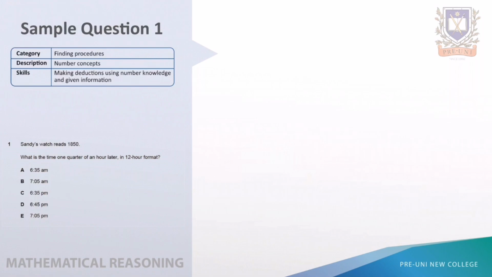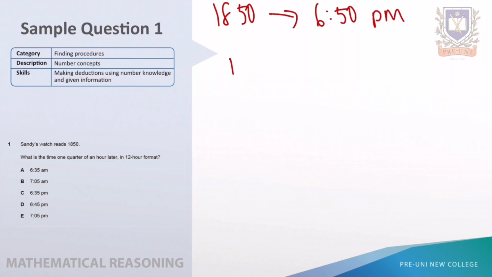The way one would approach this question is that we can first convert 1850 into 12-hour format. When we convert it, it would be 6:50 p.m. Then we can read 1/4 of an hour later. 1/4 of an hour is 15 minutes. And we are asked, what is the time 1/4 of an hour later? So we add this 15 minutes to the 6:50 p.m.